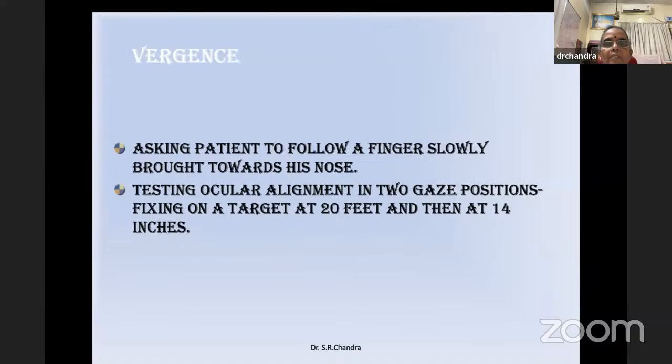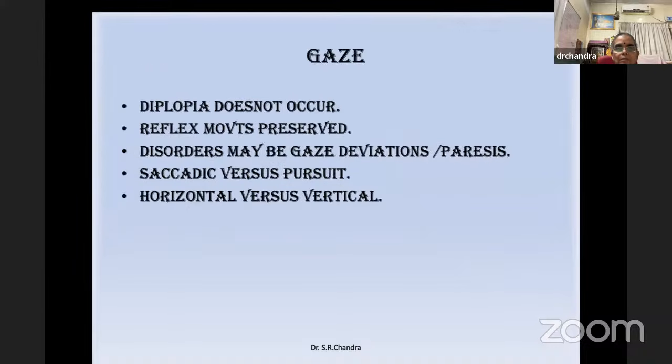Vergence: ask the patient to follow a finger slowly brought towards his nose. The finger is far away, bring it towards his nose. That is convergence. And testing ocular alignment in two gaze positions, fixing on a target at 20 feet and then at 14 inches. That is, at 20 feet, you tell the patient to look at an object, then quickly look at his nose. So look at the far off plane, look at the nose. That is another way of checking convergence and divergence.